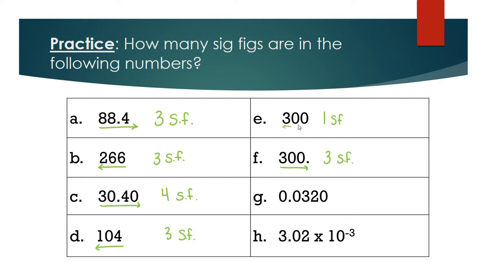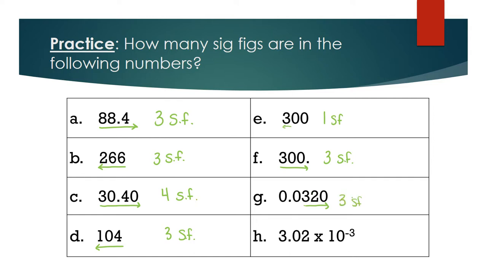In example G, we have decimal present. That means that's going to be the Pacific rule. So that means going left to right at your first non-zero. As I make my way over, the first non-zero is this 3. Go all the way to the right, and this is going to have 3 significant figures.